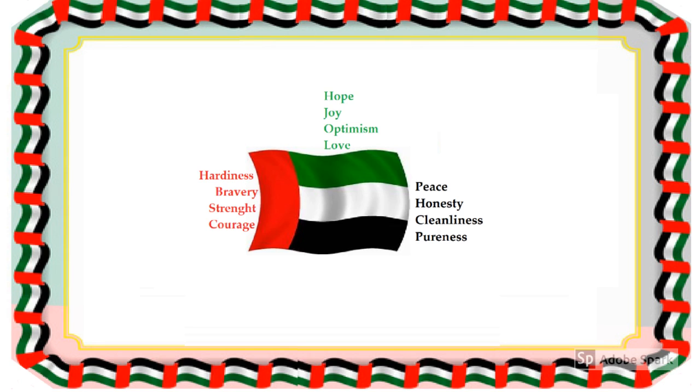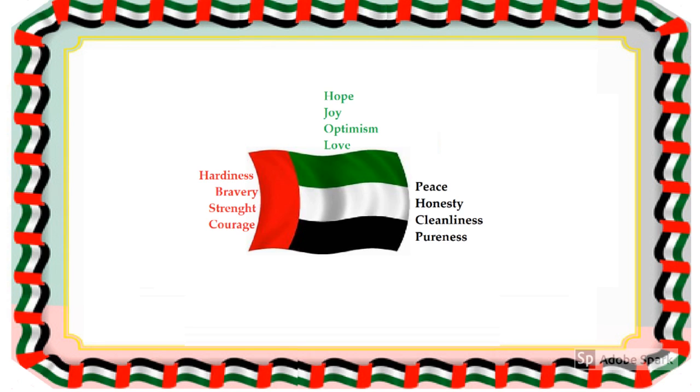Okay? The green represents hope, joy, optimism, and love. That is why we need to spread love, not hatred. And the white represents peace, honesty, cleanliness, and pureness. That is why we are maintaining ourselves clean.